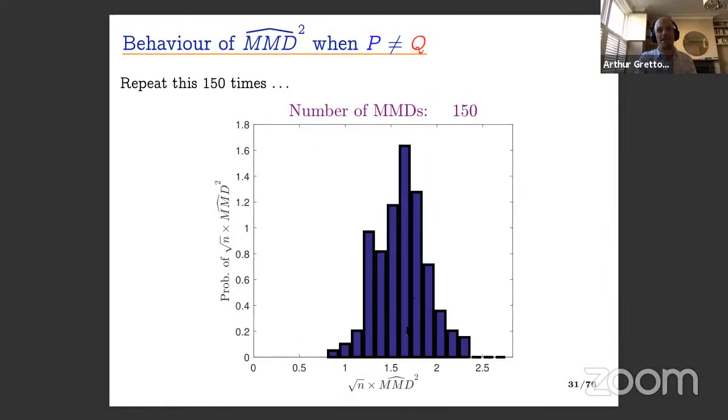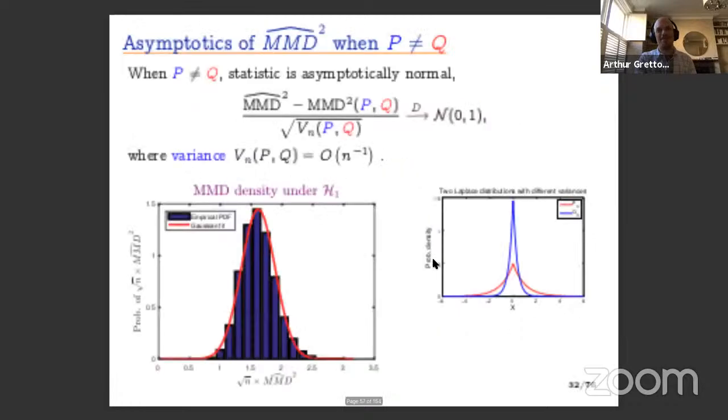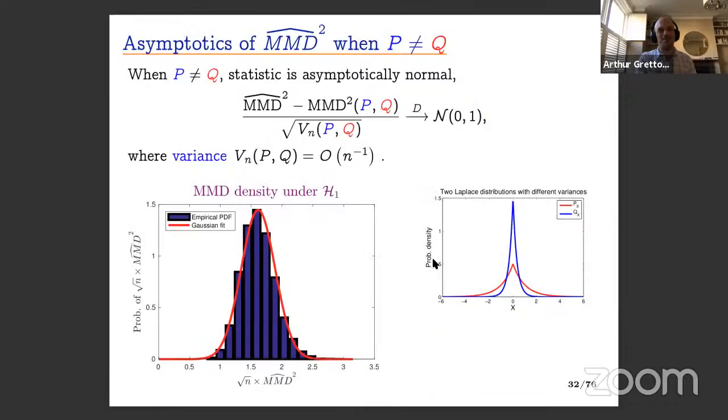Let's repeat that experiment a few more times. Let's do it 150 times, and I've got this histogram here. Let's do it 300 times, 3,000 times. As I'm doing this experiment more and more, what I'm noticing is that my MMDs are starting to resemble a particular distribution, and that distribution is the Gaussian distribution. One can prove that in the limit, as one obtains more and more MMDs, the histogram of these MMDs is going to approach a Gaussian distribution. So as I sample independent samples of P and Q, compute my MMD, and repeat that experiment over and over and over, I get the histogram of the MMDs. That's going to be Gaussian distributed around its mean.